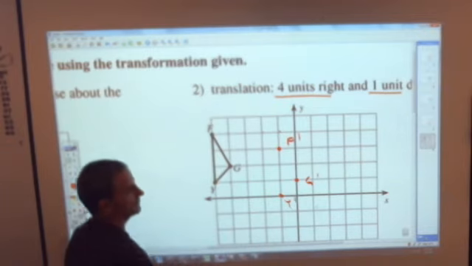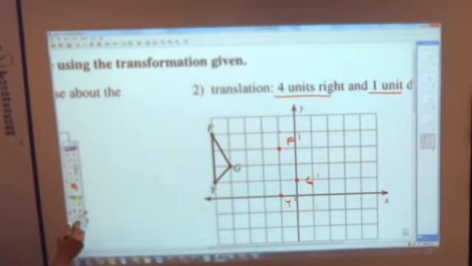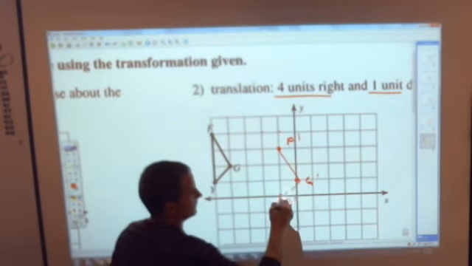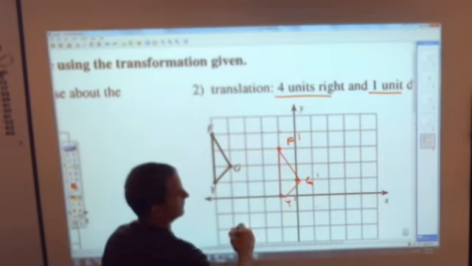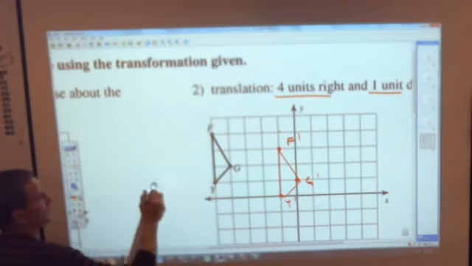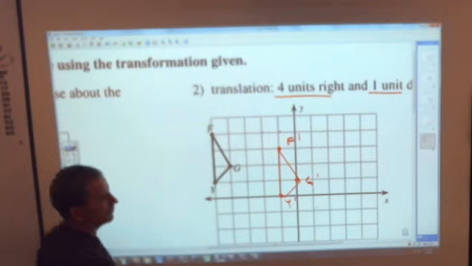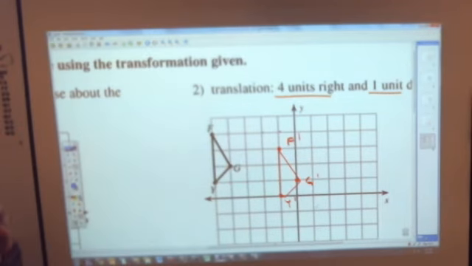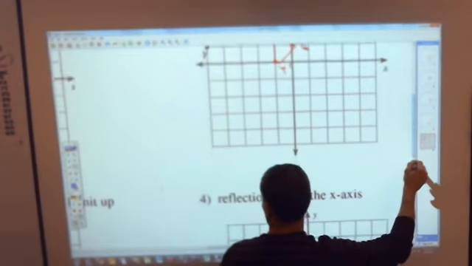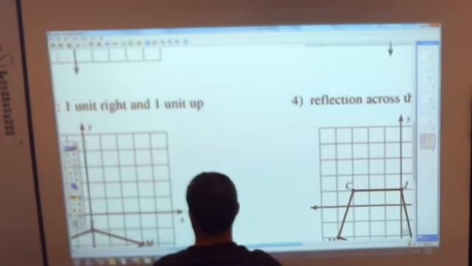And then you just connect your proverbial dots. Are they proverbial? What even does that mean? Connect, connect, and connect. So the whole thing was just slid 4 over, 1 down. Probably the easiest one. Rotation to me is by far, oh wait, no, reflection is probably harder. Sorry, is there a reflection on this? Yeah.